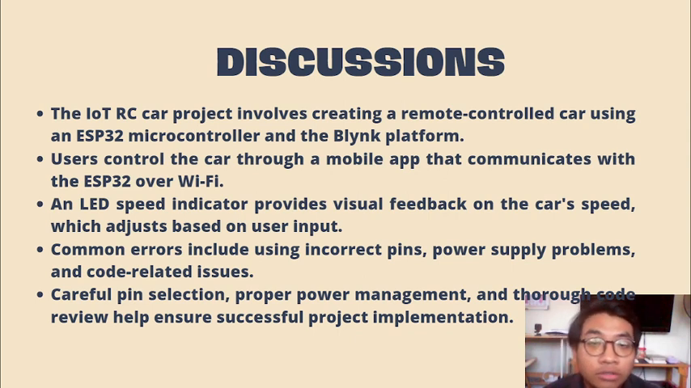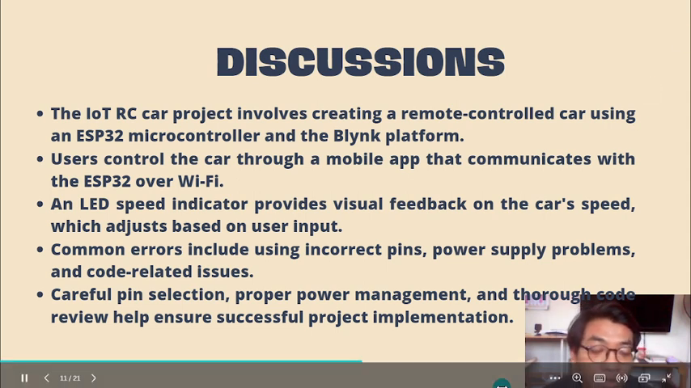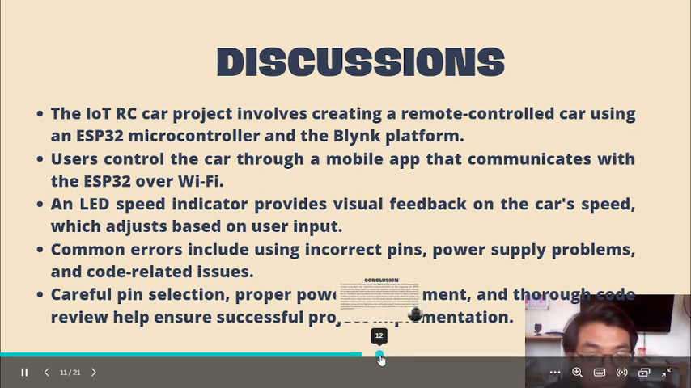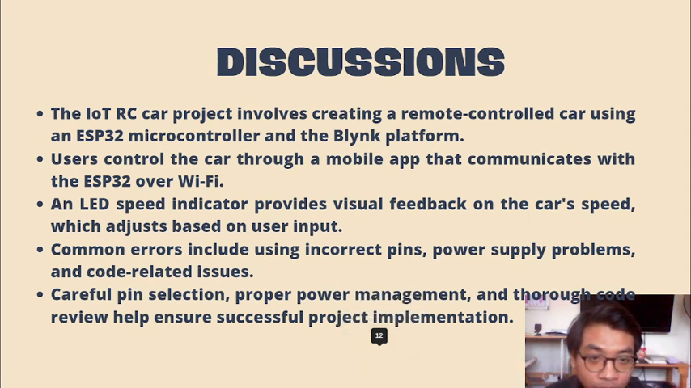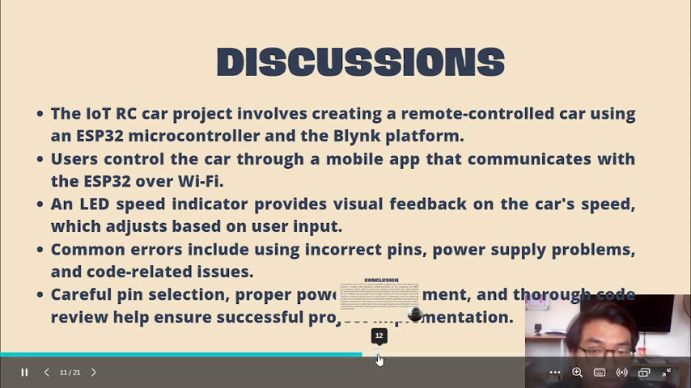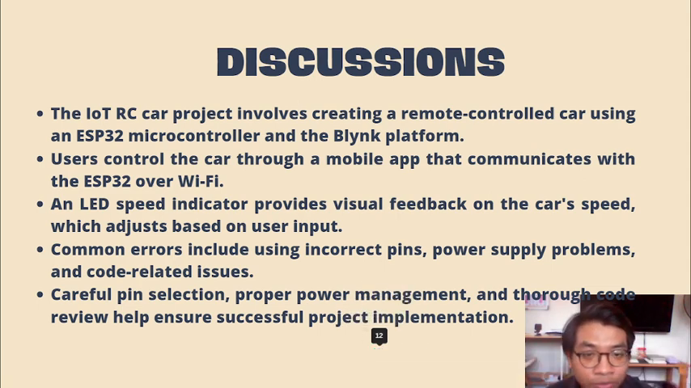Okay, for the discussion, as we know, the IoT RC car project involved creating a remote control car using an ESP32 microcontroller and the Blynk platform. The user can control the car through a mobile app or the laptop that communicates with the ESP32 over Wi-Fi. And the LED speed indicator provides visual feedback on the car speed, which adjusts based on user input in the Blynk application.